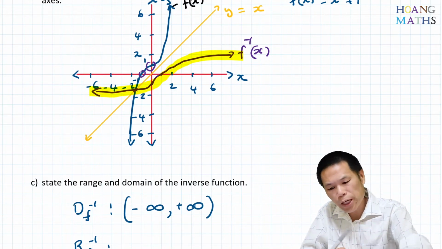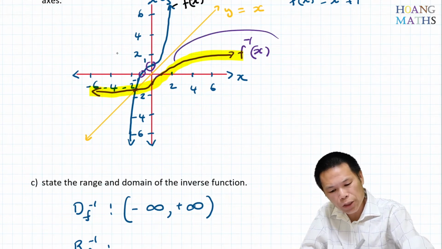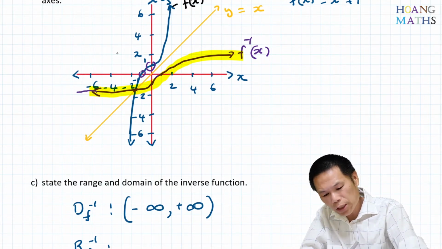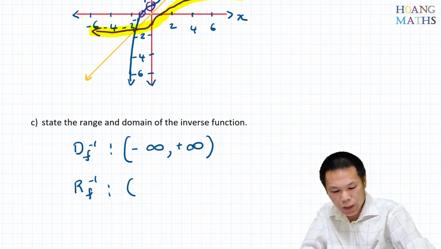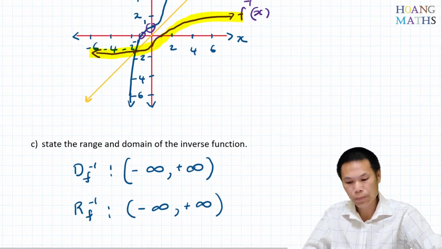But the range is, you can see there's no restriction for y value. So the y function here, if you look at it, the graph is actually extended. It keeps going up, okay? And also this one here, it just keeps going down. So therefore, the range of the inverse functions is no restrictions. So therefore, from negative infinity to positive infinity. There you go.